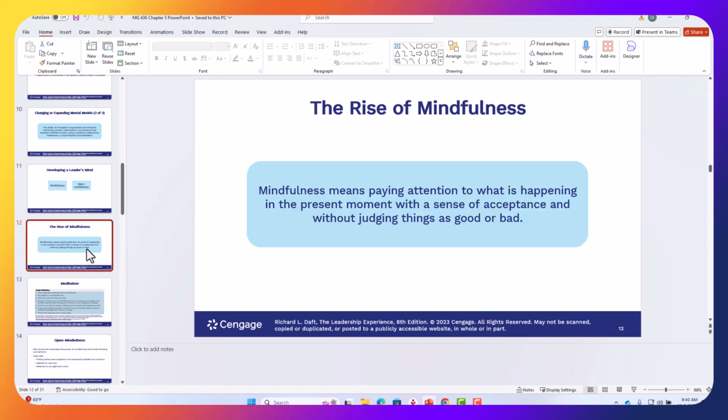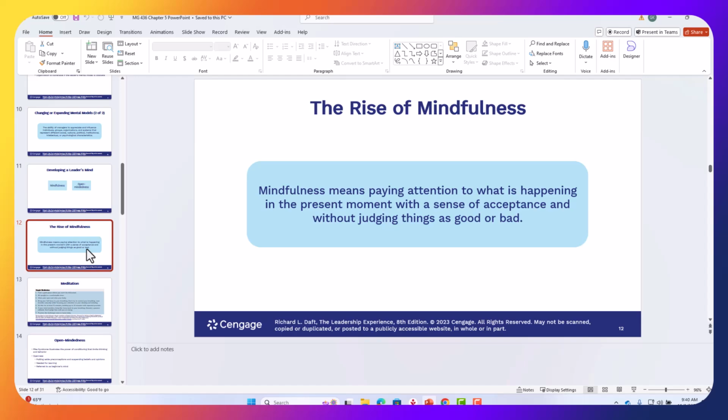The rise of mindfulness. Mindfulness means paying attention to what is happening in the present moment with a sense of acceptance, without judging things as good or bad. So being mindful, you've heard this, being mindful of others. When you're being mindful, things can come to you and you don't judge it one way or the other. You are accepting of these things because people are different, situations are different, and things are different.